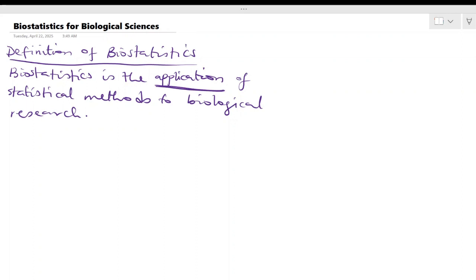Actually, the field of this study, which is biostatistics, combines biology, which is the study of living organisms, and statistics, which is the study of data, to help scientists make sense of data gathered from biological experiments, observations, and studies. Biostatistics helps researchers to collect, analyze, and interpret data. So it does basically four things. The first thing is to collect data, and the second is to what? Analyze the data collected.